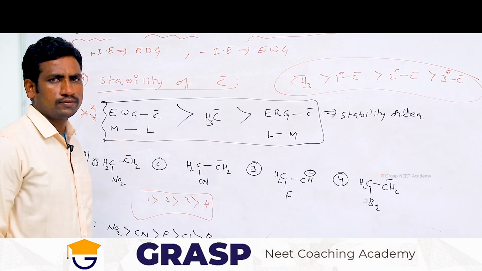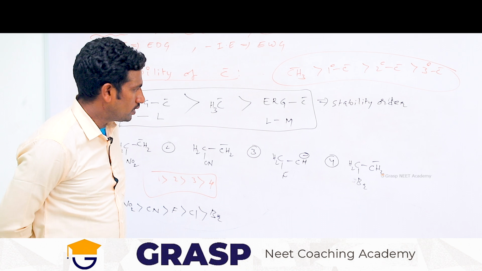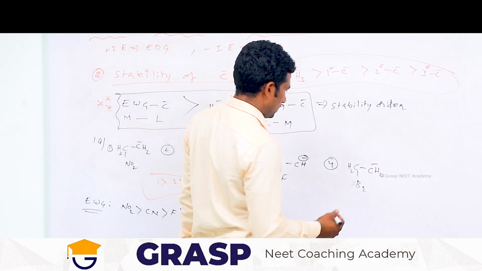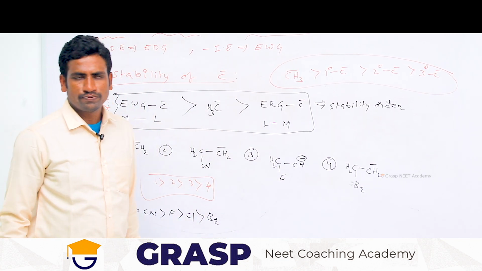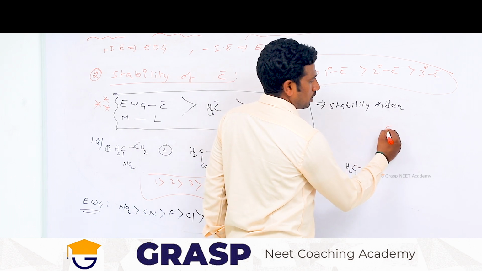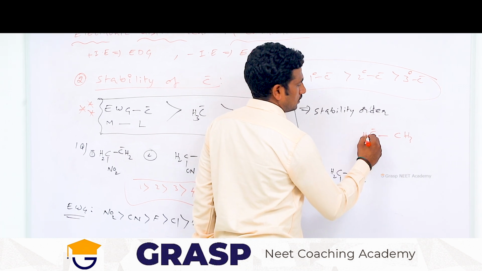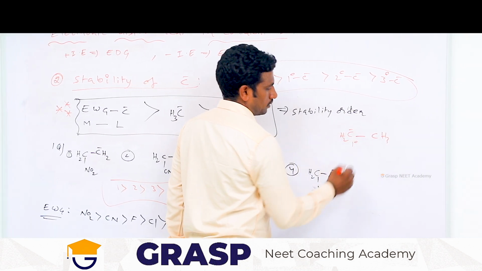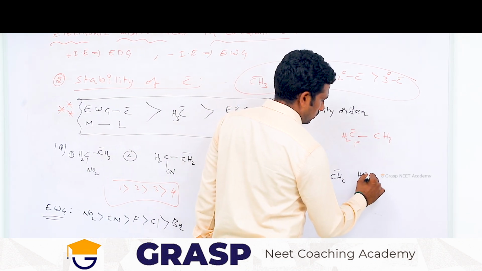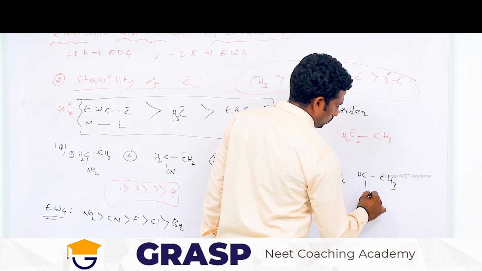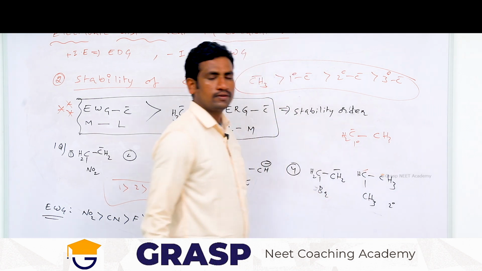What is a carbon anion? How can we decide a tertiary carbon anion, or a secondary carbon anion? Simple reason: if the carbon bearing the negative charge is directly attached to only one carbon, it is called a primary carbon anion. If it is directly attached to two carbon atoms, then we can say it is a secondary carbon anion.